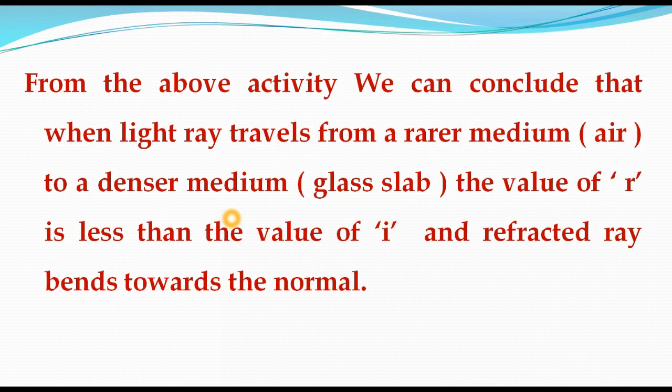So in each case, I value is always greater than R value. Why? In this activity, light ray enters from air to glass. That means rarer medium to denser medium. So we know that due to change in the speed of the light in the glass slab, the refracted ray bends toward the normal line. So in each case, I is always greater than R. So that is the result of this lab activity.